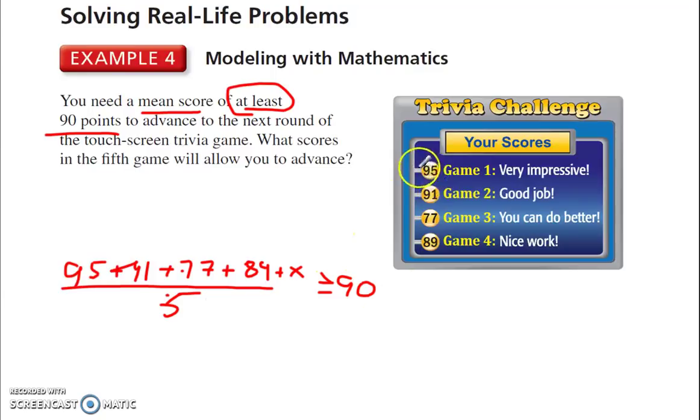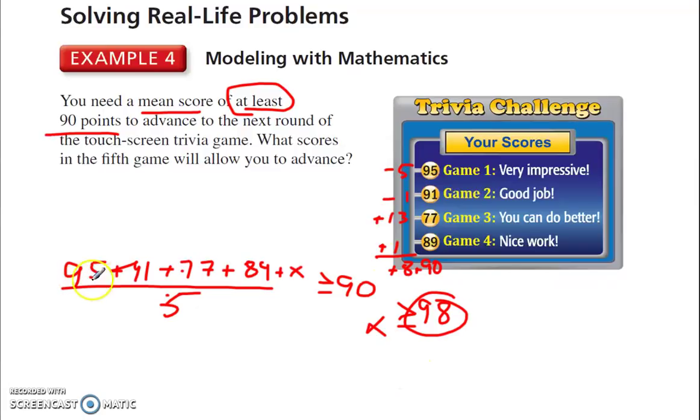Or, if you remember my super trick, we want to start with a 90 here, make all of them equal to 90, so minus 5 here, minus 1 here, plus 13, and plus 1. So the 1 and 1 cancel out, 13 minus 5 leaves us with 8, so plus 8. So 90 plus 8 gives us a total of 98. So we need a score greater than or equal to 98. So x is greater than or equal to 98.